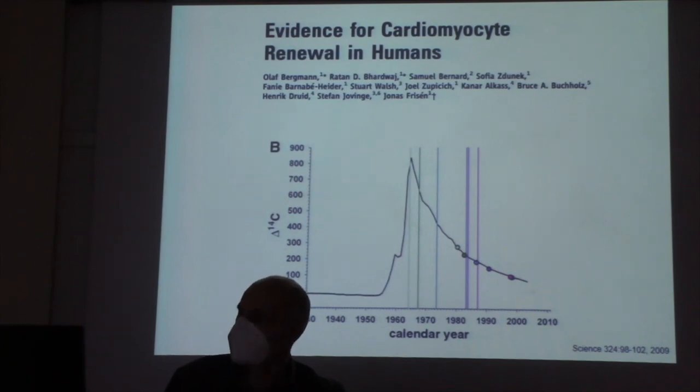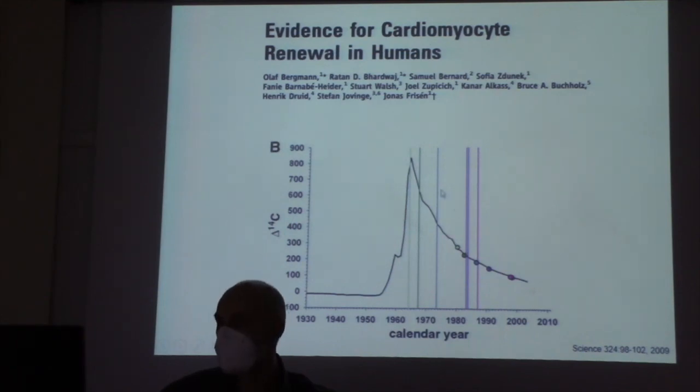And so Frisen reasoned the way an archaeologist or a paleontologist would reason. He said, well, if you were born, say, in this year, when there was little carbon-14 in the atmosphere, the DNA of your cardiomyocytes must have incorporated low amounts of carbon-14. And then, if you never replicated DNA, because there was no cardiomyocyte division, then the content of carbon-14 must have stayed the same. But instead, he found that people born in this year, later, after the peak, had an increase.